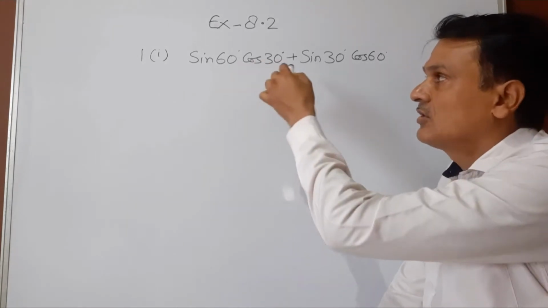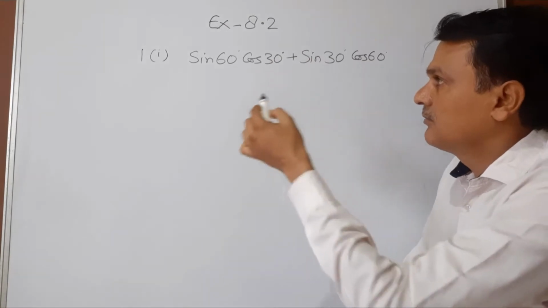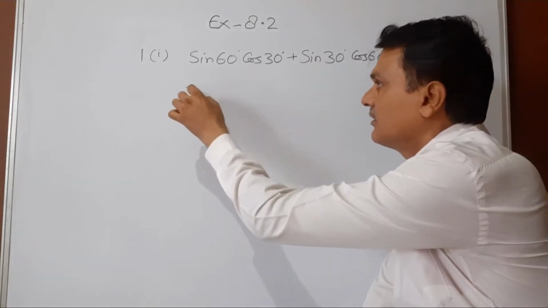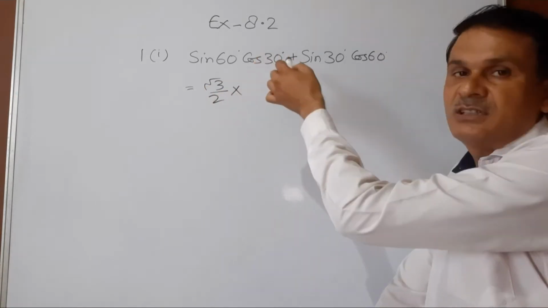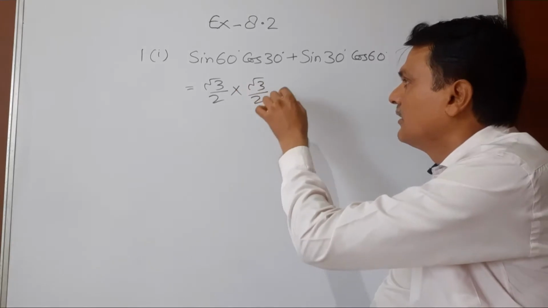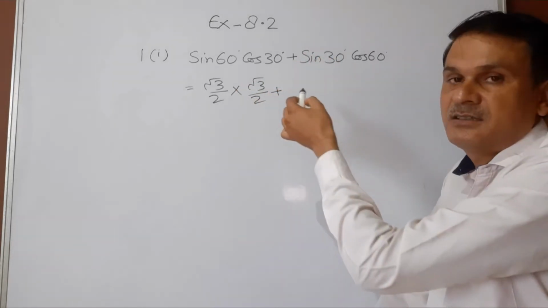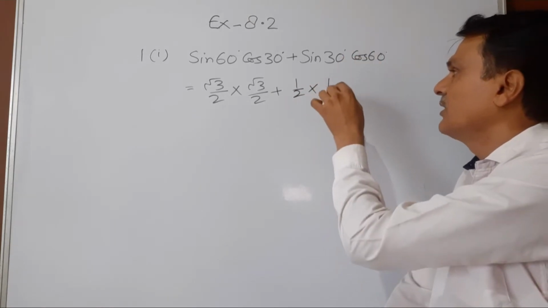In this video we will solve the questions of Exercise 8.2. Question 1: sin 60 cos 30 plus sin 30 cos 60. Here the value of sin 60 is root 3 upon 2, and cos 30 has a value of root 3 upon 2, plus sin 30 has a value of 1 upon 2, into cos 60 has a value of 1 upon 2.